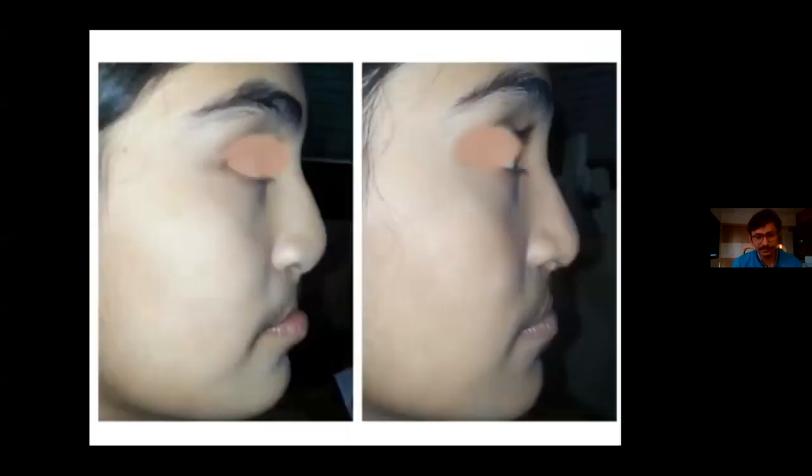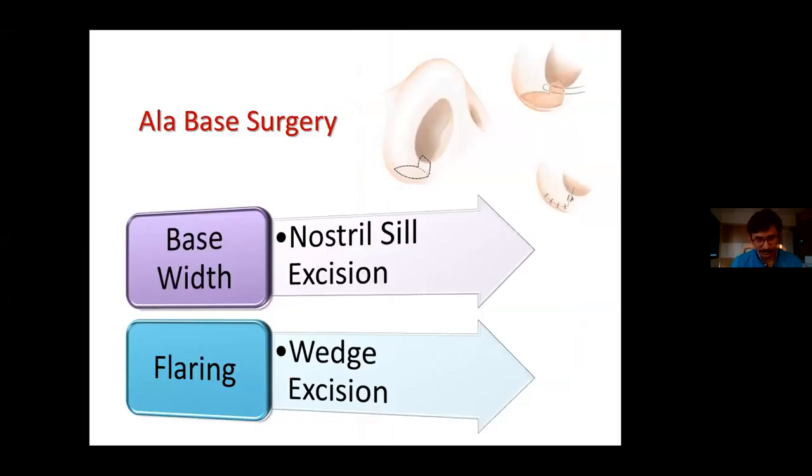A few more cases. Ala base surgery. For ala base surgery, you have to consider 2 points. You have to consider the base width and the flaring. So you have to draw a line passing through the medial canthus downwards. So if the ala base is outside these 2 lines, that means the ala base width is more.